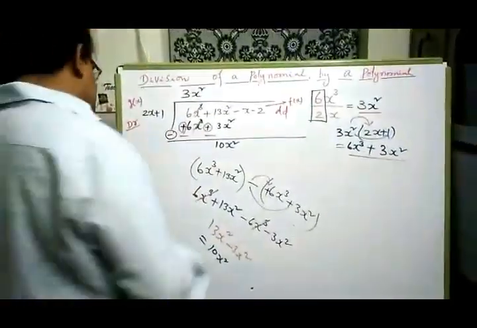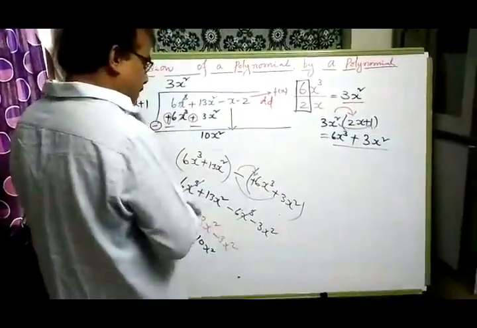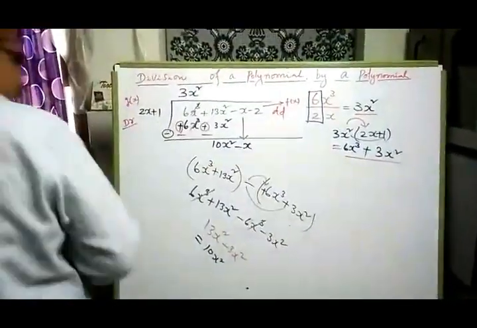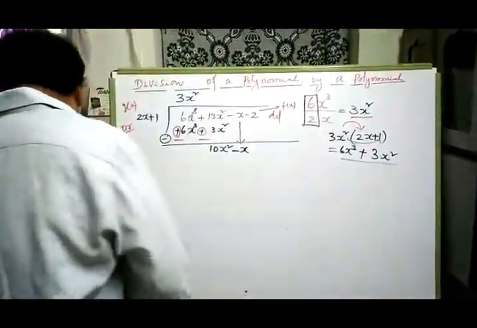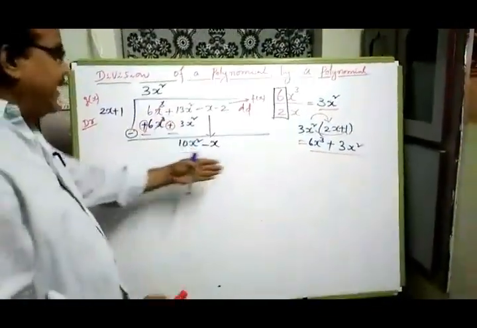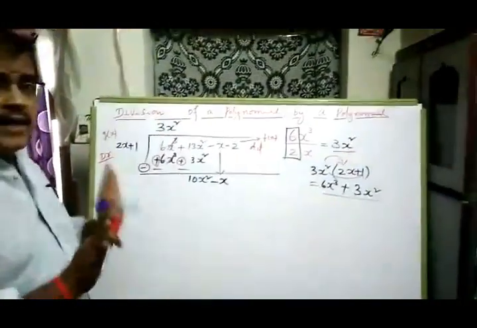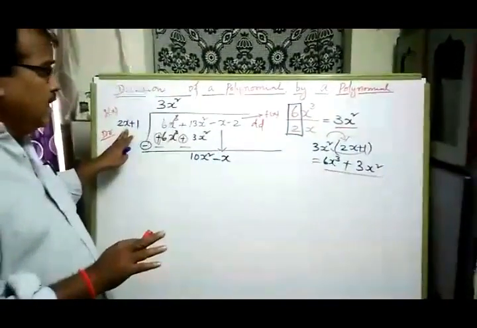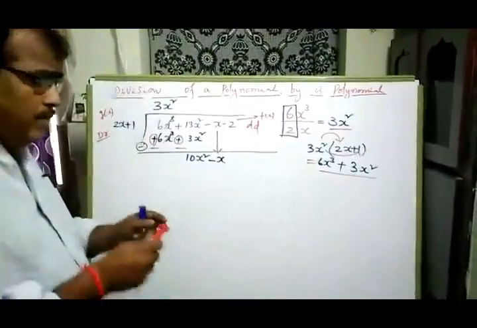Now the next step is bring down minus x, like normal division. Bring down minus x. Now this is the new dividend: 10x square minus x. Still we can perform division. Why? Because the important thing is you have to check whether it is the remainder or not. The degree of this polynomial is 2, the degree of this polynomial is 1. So we should still perform division.